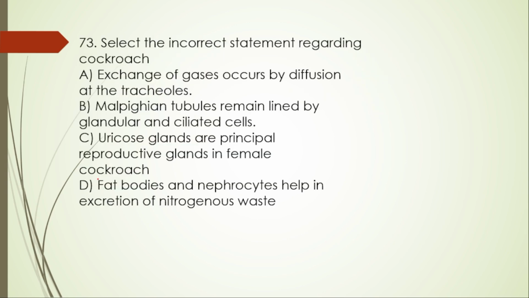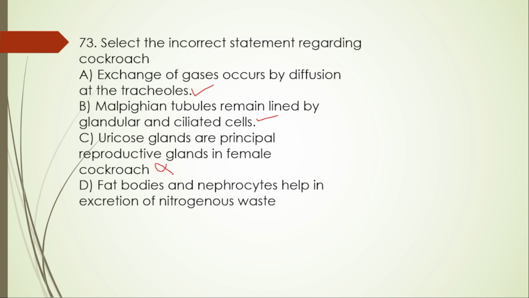73. Select the incorrect statement regarding cockroach. A: exchange of gases occurs by diffusion at the tracheoles. This one is correct. B: malpighian tubules remain lined by the glandular and then ciliated cells. This one is also correct. And then C: uricose glands are principal reproductive glands in female cockroach.